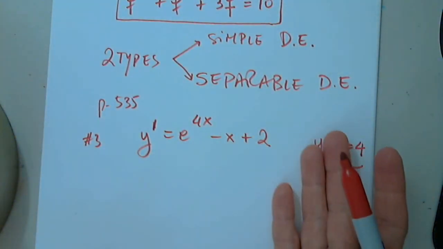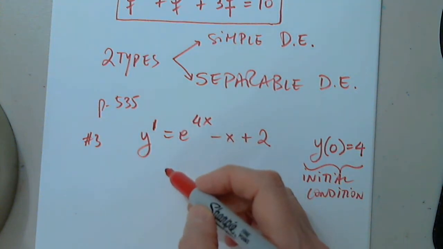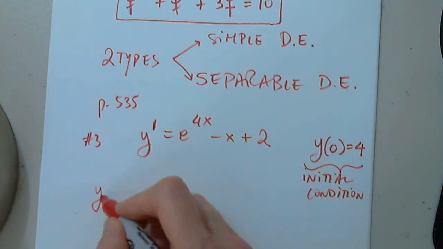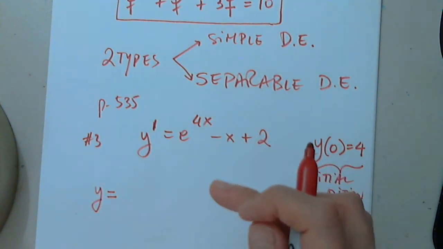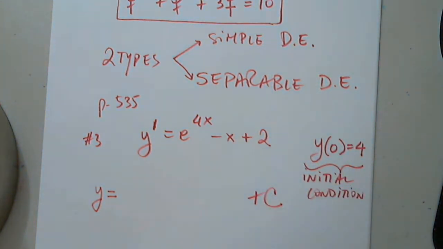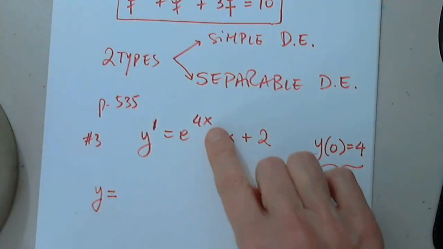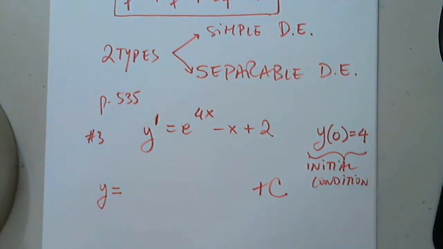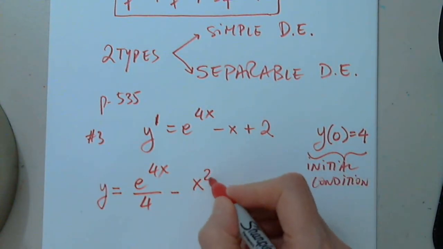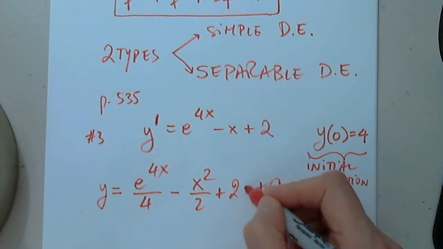Well, we know how to do this. We're just integrating both sides, or just finding the antiderivative. So in order to find y, what function has this as its derivative, plus a constant c? Can anyone help? What function has e to 4x as its derivative? E to 4x over 4. Excellent. Minus x squared over 2. Very good. Plus 2x. That's it.